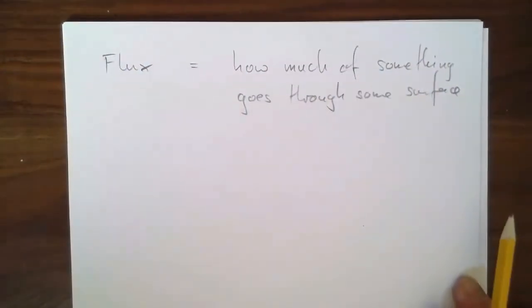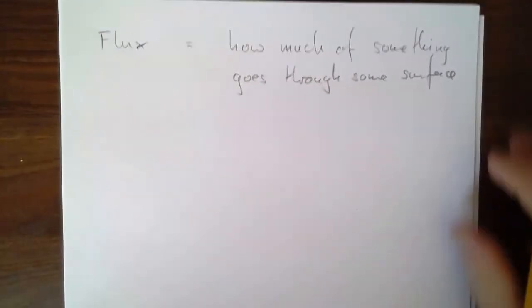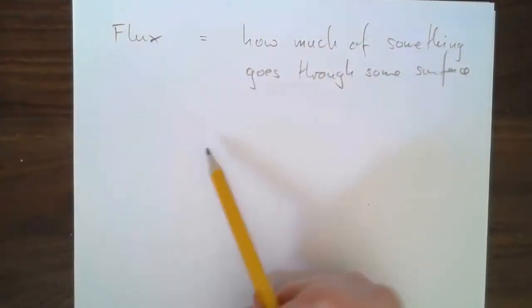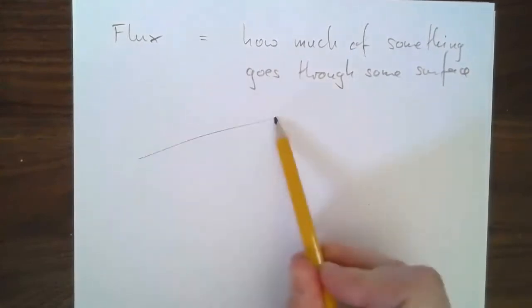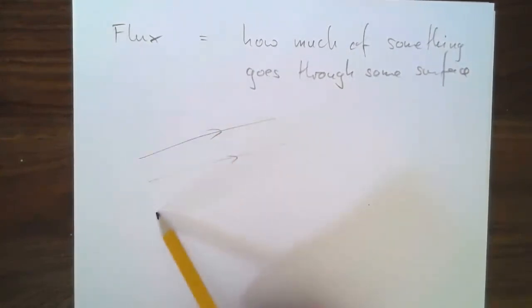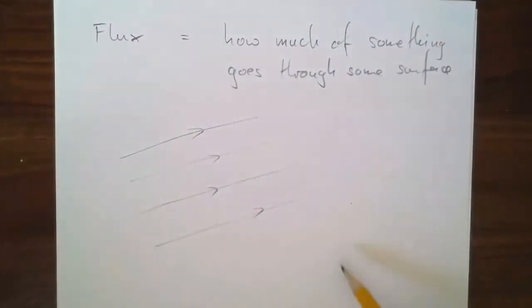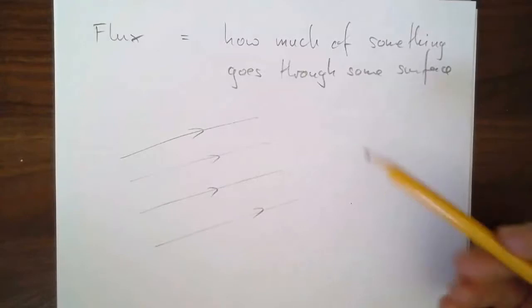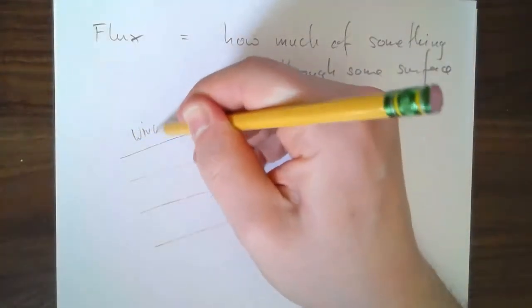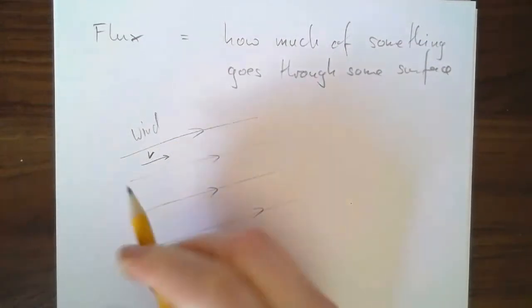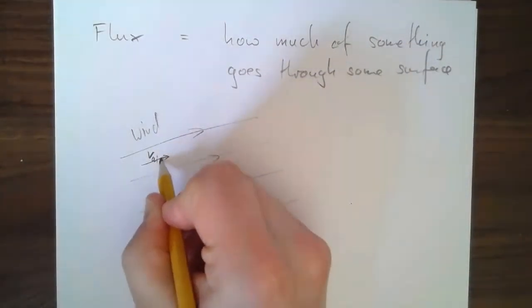I'm going to start with an example that has nothing to do with electrostatics. I want you to imagine the following idea. Imagine there's a wind blowing. This is the direction of the wind. And now imagine you've got a window frame. So this is wind, and I can imagine it's blowing with some velocity. Let's call it V air.